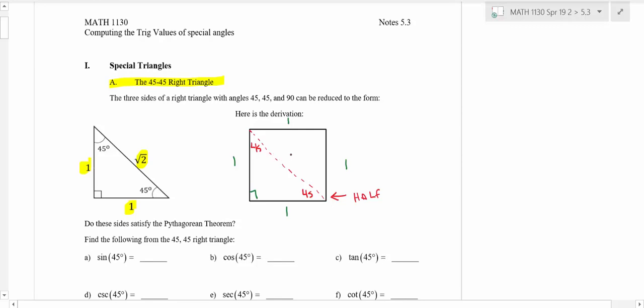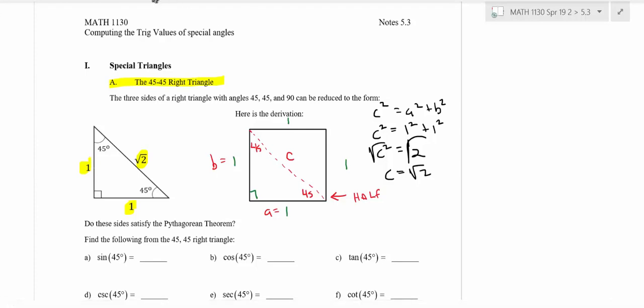It's a right triangle, so we could call the hypotenuse C, and call this A and that B, and just use the Pythagorean theorem. C squared equals A squared plus B squared, so C squared is 1 squared plus 1 squared, which is C squared equals 1 plus 1, or 2. Then you can square root both sides, so you get C equals square root of 2. So that's where that comes from. The derivation's real simple. It just comes from a square.